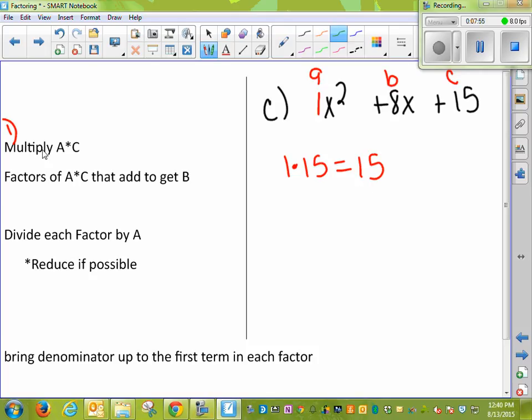Step number 2, factors of 15 that add to get me b. And b is an 8. So it multiplies to give me 15 and adds to give me 8. Well, 8 is positive and 15 is positive, so this time I don't have to deal with any negative numbers. So I'll start with 1. 1 times 15, when I add those together, does not give me 8. 2 doesn't go into 15, strike 3. 3 times 5. 3 times 5 is 15, great. Add them together, I get 8. Those are my factors.